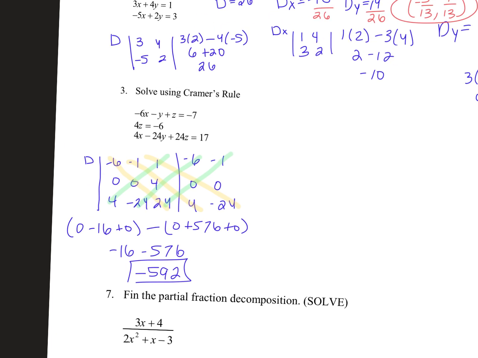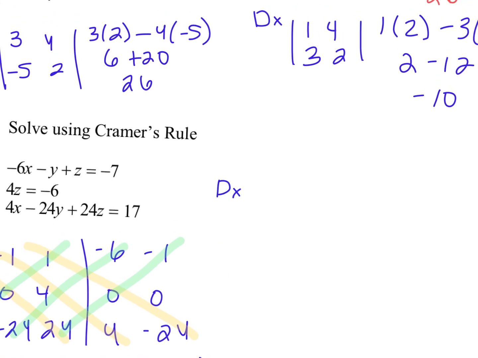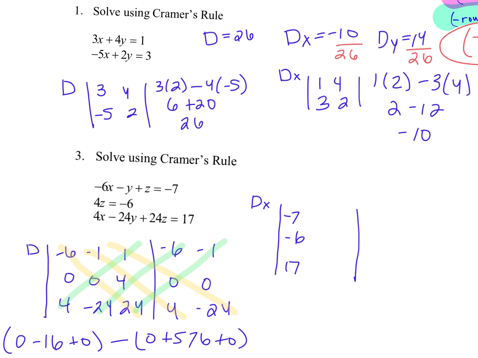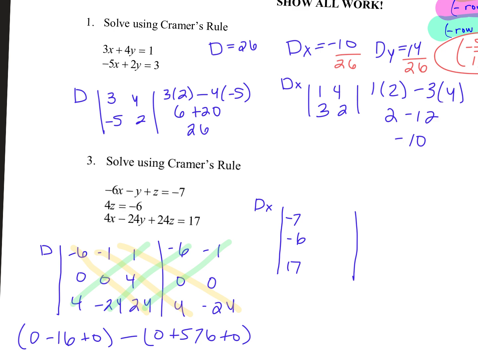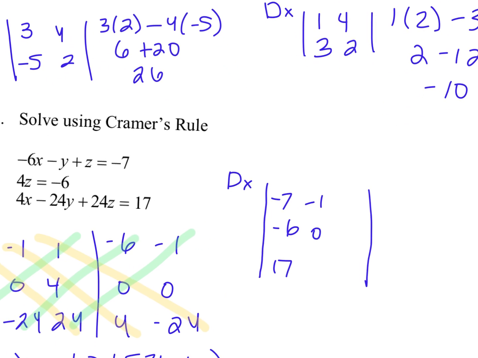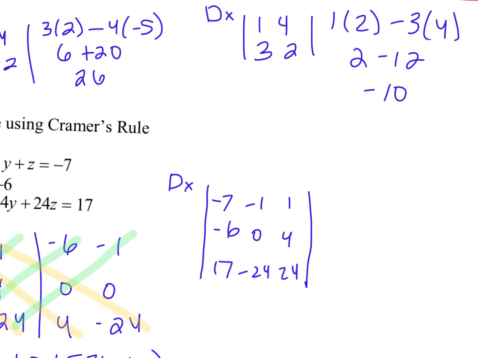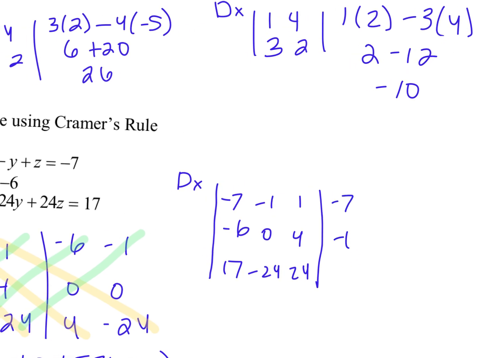So now we're going to take and find our d sub x. So what do I put in the column where I would usually put my x's? The answer. So it's -7, -6, 17. This isn't hard. It's just a pain. So now for my y's. What do I put for my y's? -1, 0, -24, and then my z's. 1, 4, 24. Recopy the first 2 columns. So -6, -7, 17, -1, 0, -24.